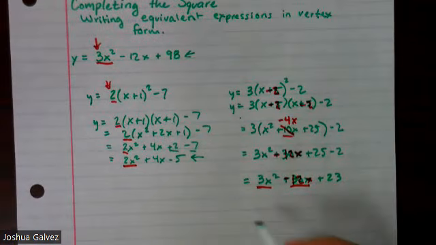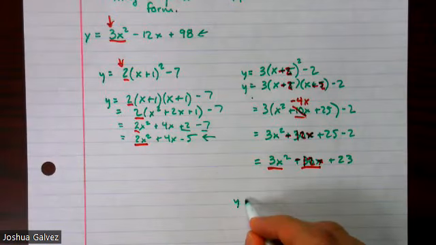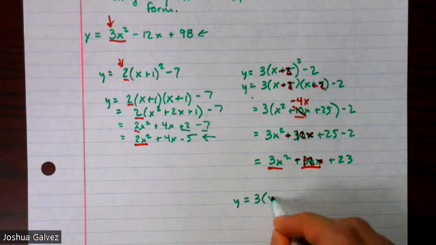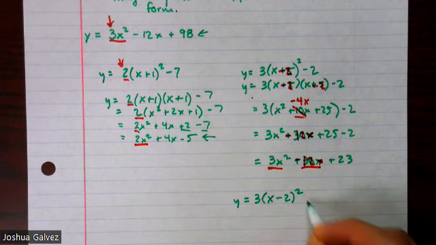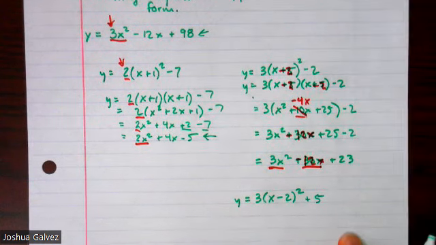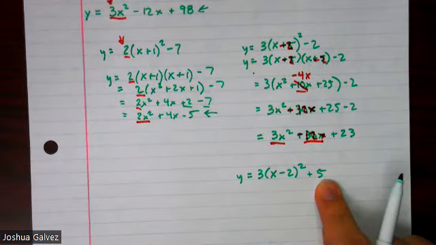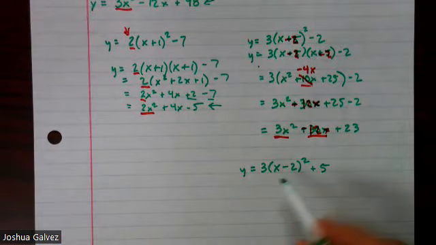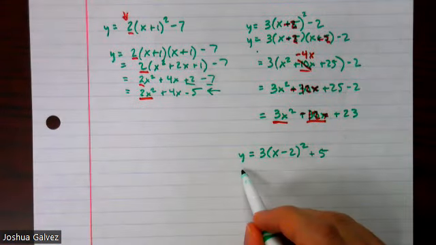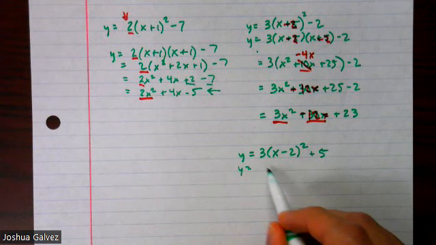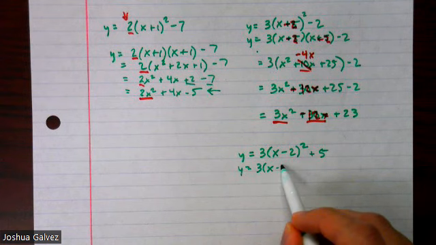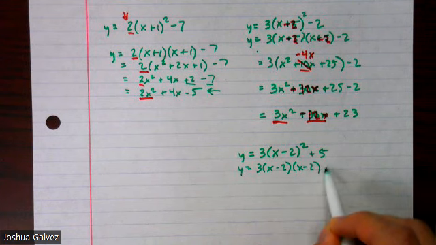So let's take a look now. We know that we're looking for 3 times x minus 2 squared. Let's just put plus 5 here. We don't know if this 5 is correct, but we can always go back and check. So let's go ahead and multiply this out and see what we get. 3 times x minus 2 times x minus 2 plus 5.